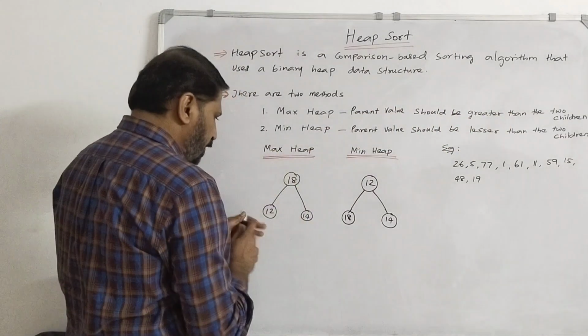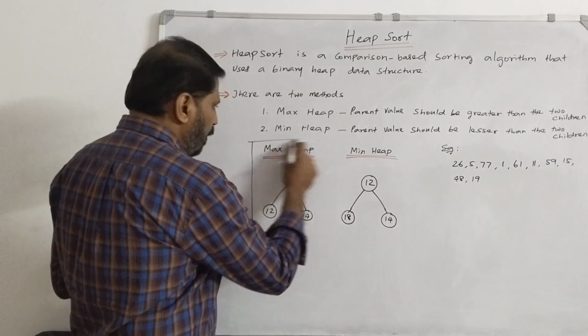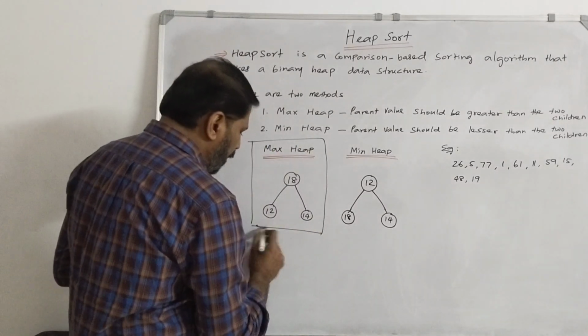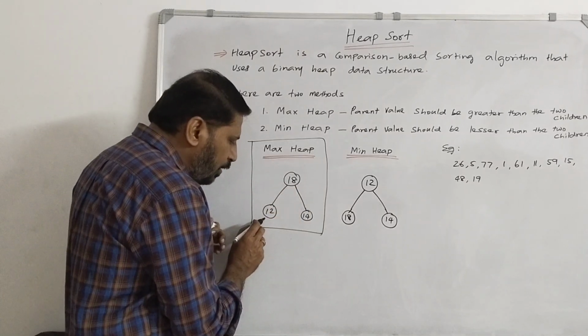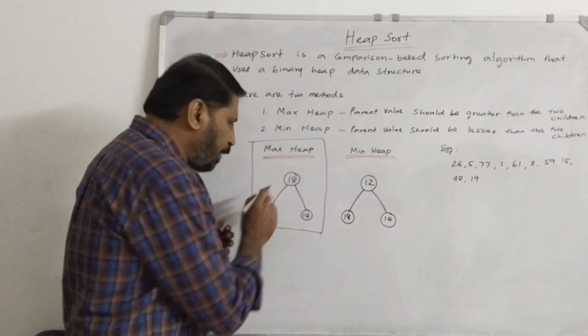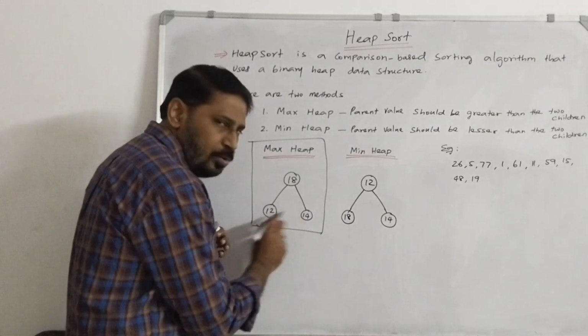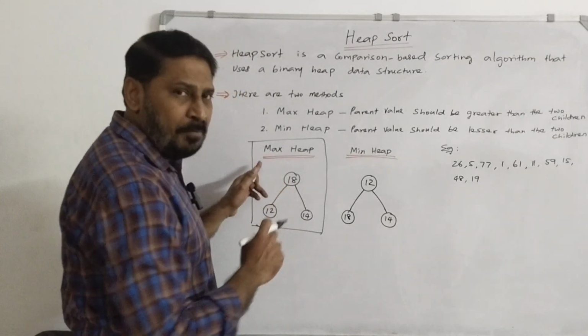Suppose we are taking this example. In this example, the parent value is 18 and the children values are 12 and 14. So the parent value is greater than both the children. That is what we call a max-heap.